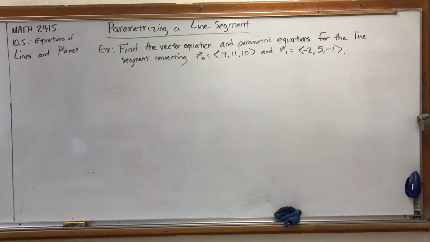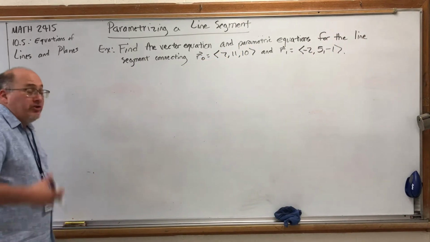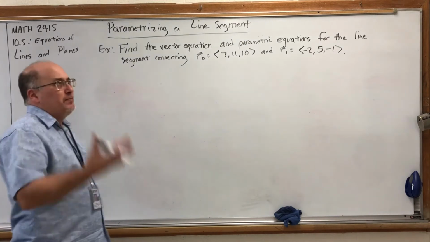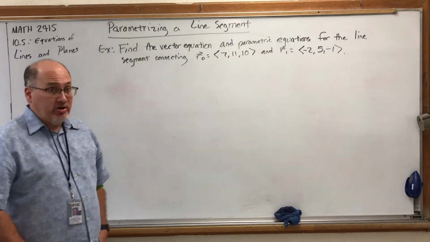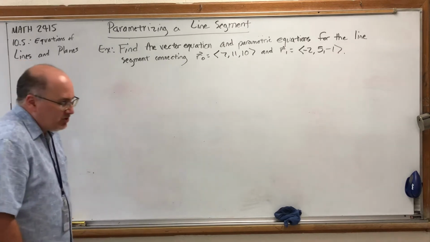In the previous two videos for this section, we came up with different ways to write the equation of a line in space. We wrote it in vector form, or as a vector equation. We wrote it as parametric equations, and we also wrote it as symmetric equations. And we worked an example that contained several steps.